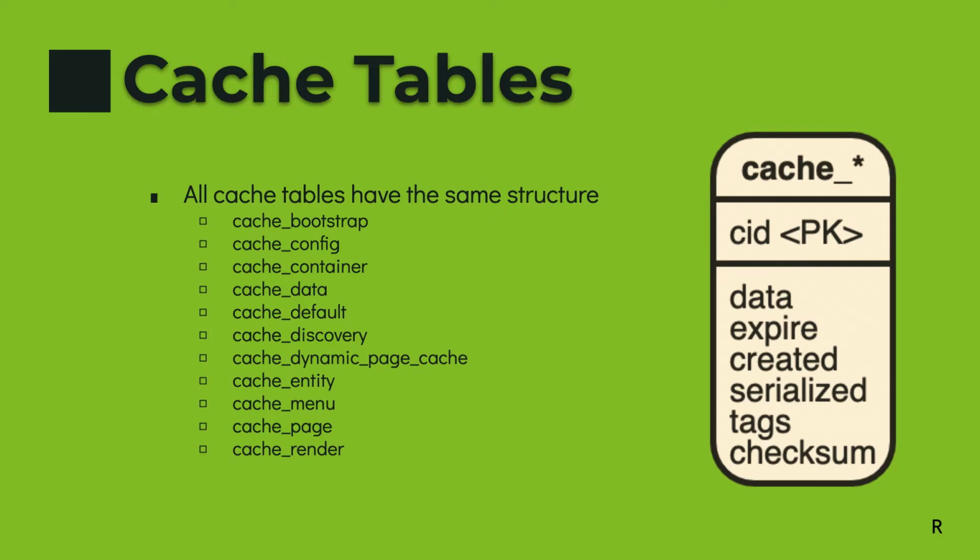tags was a big one. Cache ID we're going to review shortly. Data, that's the actual code or the result of the calculation that we're looking for. That process that we've been talking about today, caching, that's where it's going to be stored, in the data field. We've talked a lot about the rendering process, so that's what we've been focused on. Most of that's going into the cache render table.